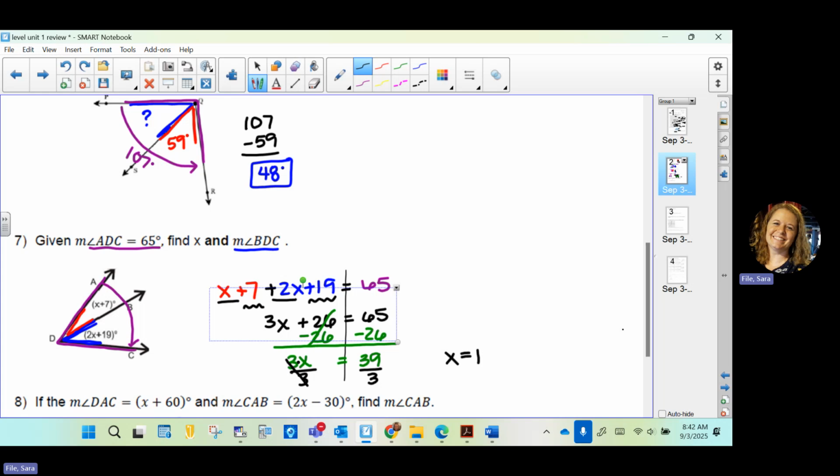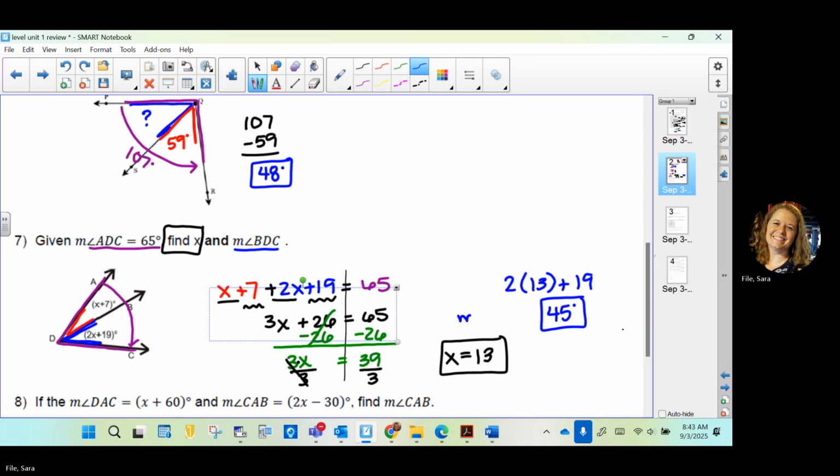So one of the questions is asking us to solve for x, said find x. So we did that. But then they also ask us to find the measure of angle BDC. That's the blue angle. So then I have to go back and plug that x into the blue angle. So then 2 times 13 plus 19 would come out to 45. So that's the measure of angle BDC.